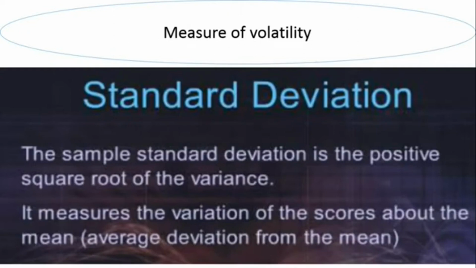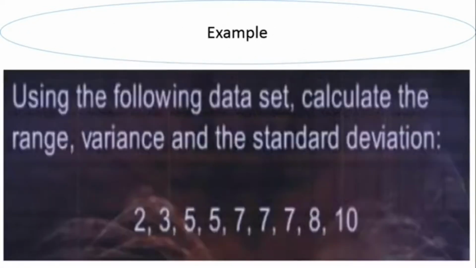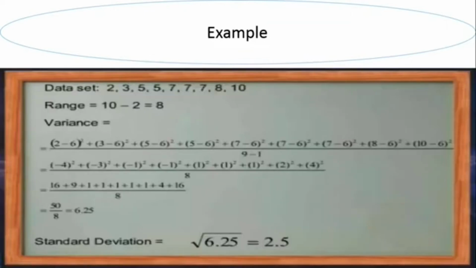As an example to illustrate the calculation, we took the same example, a sequence of figures 2, 3, 5, 5, 7, 7, 7, 8, 10. We take this example in order to illustrate the calculation of dispersion. So we have our data set, and we have the range, which is the difference between the highest and the lowest values of our sample, which is 10 minus 2, which is equal to 8.